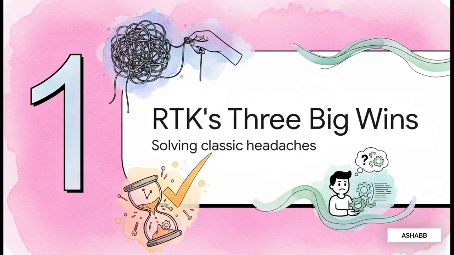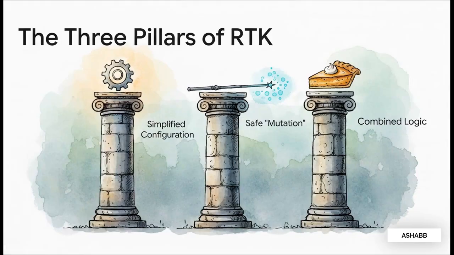So how does it pull this off? Well, Redux Toolkit basically takes a laser focus on the three biggest complaints developers always had about the original Redux. This isn't just a small update. It's a total rethink of the whole developer experience. And here they are, the three pillars of RTK. First, a way simpler store setup. Second, this kind of magical way to update your state that feels like you're breaking the rules, but in a good way. And third, a brilliant new method for organizing your code that will make your project so much cleaner. Let's break each one down.